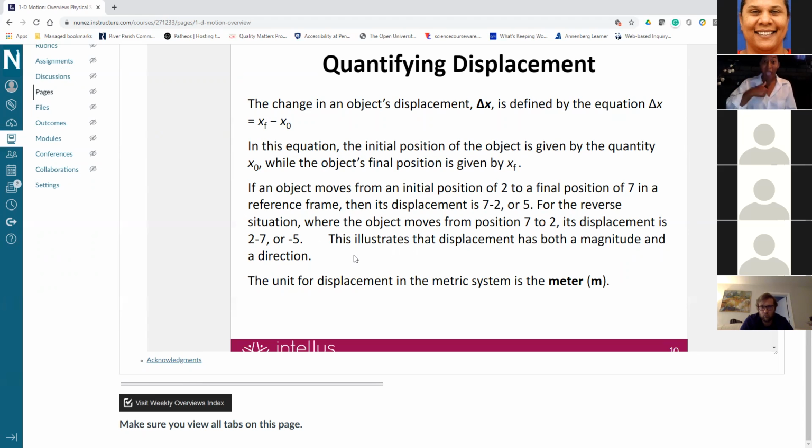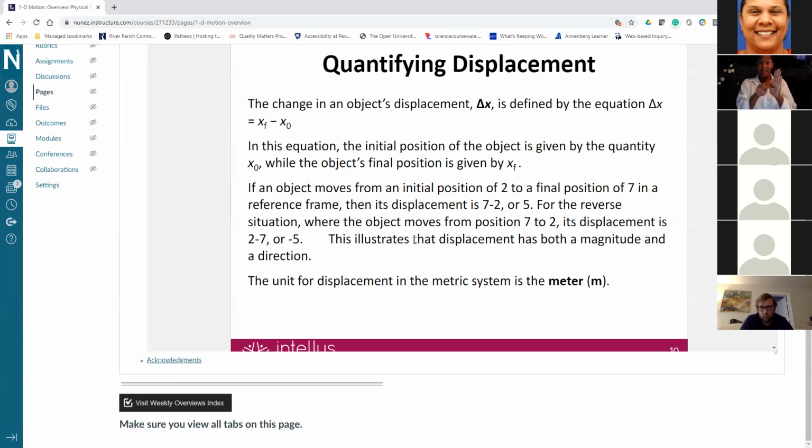Magnitude and direction. Magnitude means the number, the size. That's vector language, magnitude or size. What is the size of this displacement? 5, because that is the number part. This negative sign is what tells you the direction.